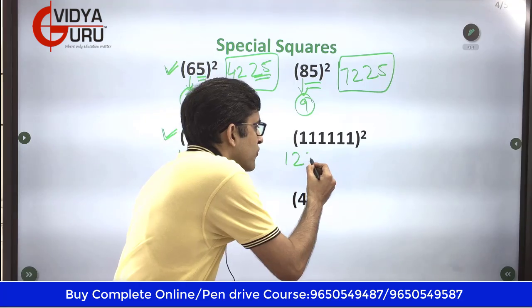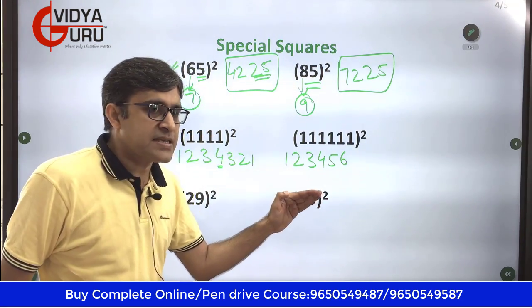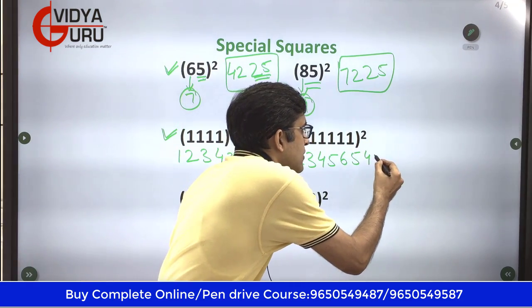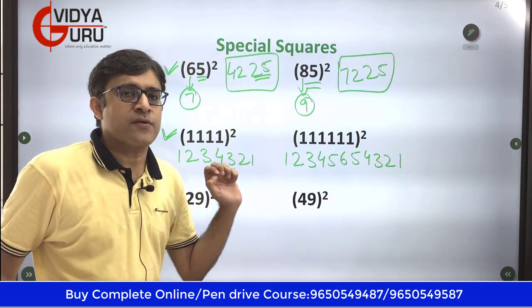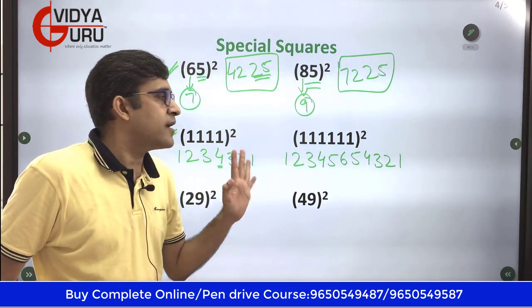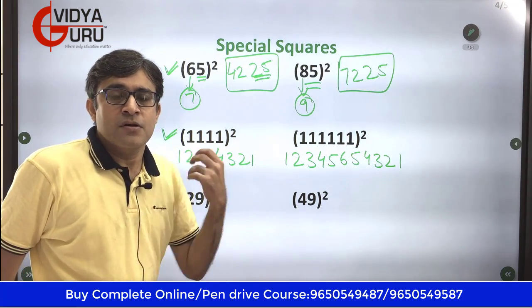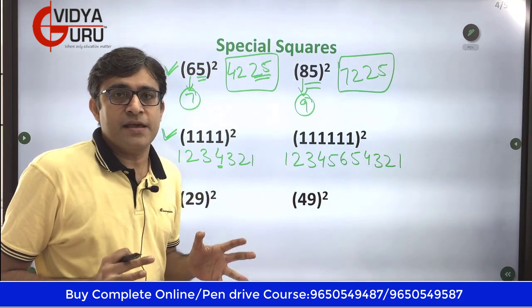1, 2, 3, 4, 5, 6. And then from 6 I will go back to 1. 5, 4, 3, 2, 1. So forward counting and reverse counting. Nothing doing other than that. Isn't it simple? Very, very smart and very, very time saving in the exam.